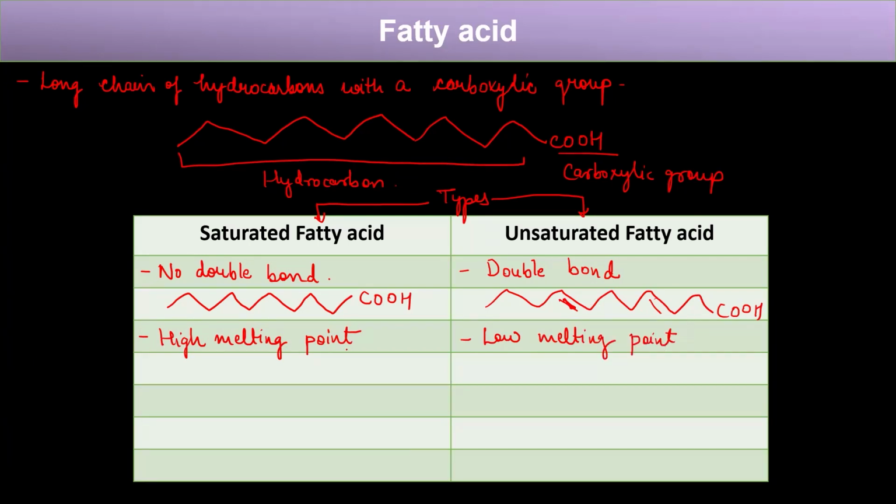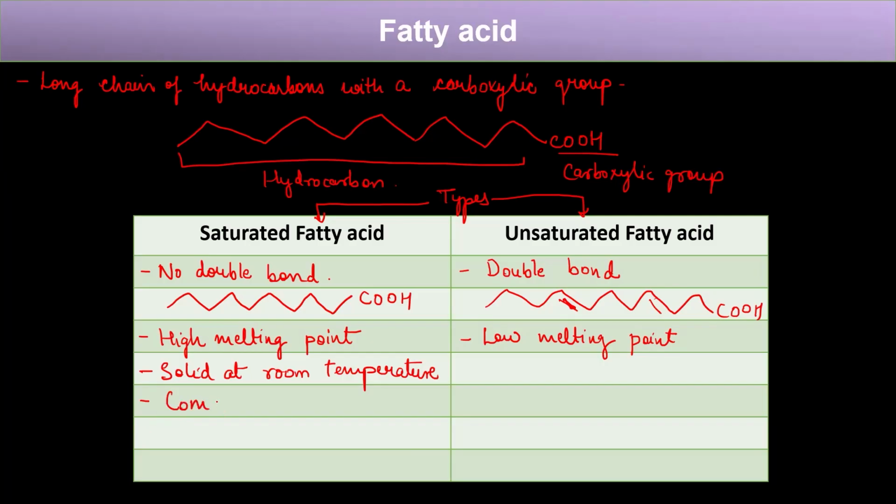Okay. Next, because it has high melting point, at room temperature, it is solid. So saturated fatty acid is solid at room temperature. So do we know any fat, or we can say, do we know any lipid that is solid at room temperature? So have you seen butter, ghee? They are mostly solid at room temperature, right? So if we talk about the saturated fatty acid, the example can be butter, ghee. And this butter, ghee, this mainly constitutes what? Fat. So comes under fat.